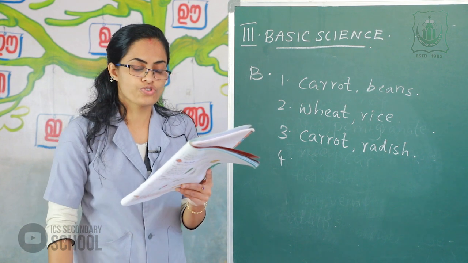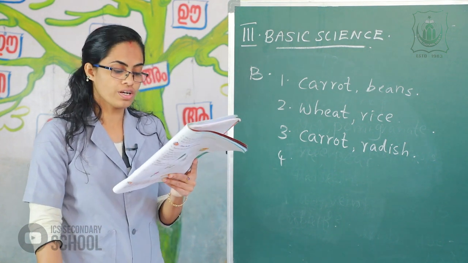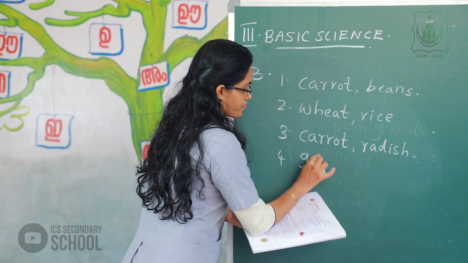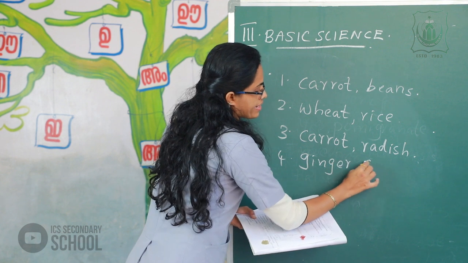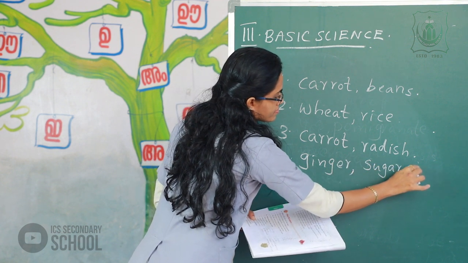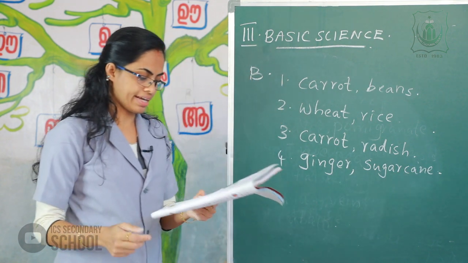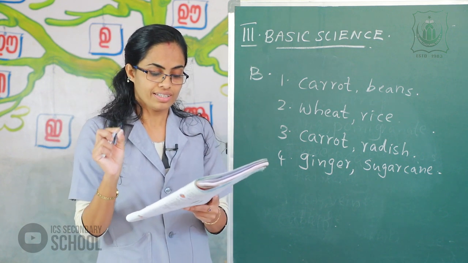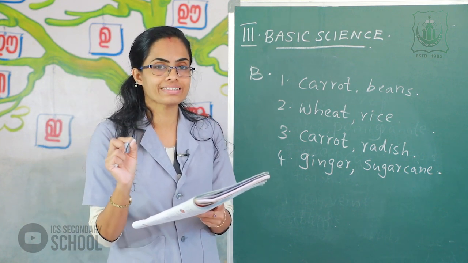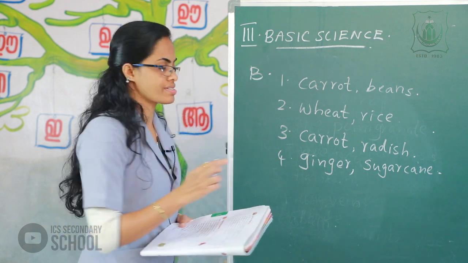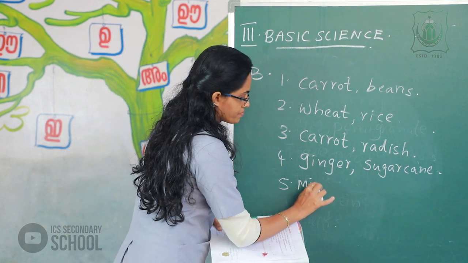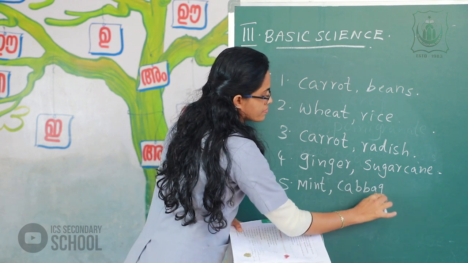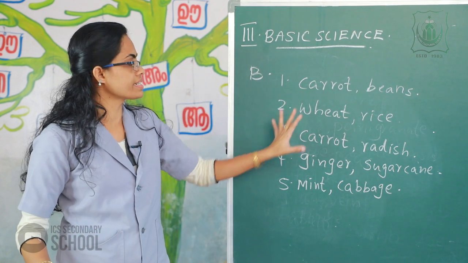The next one, store food in their stems. Examples: ginger, sugarcane. The last one, store food in their leaves. Today we discuss plants that store food like that. Examples: mint, cabbage. These are the different examples.